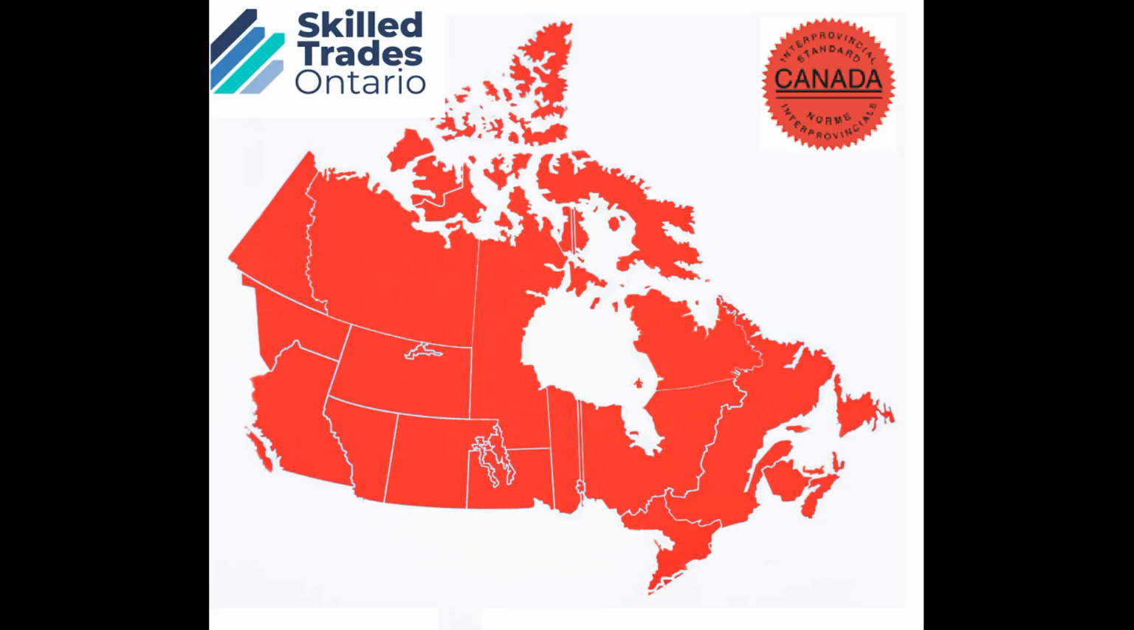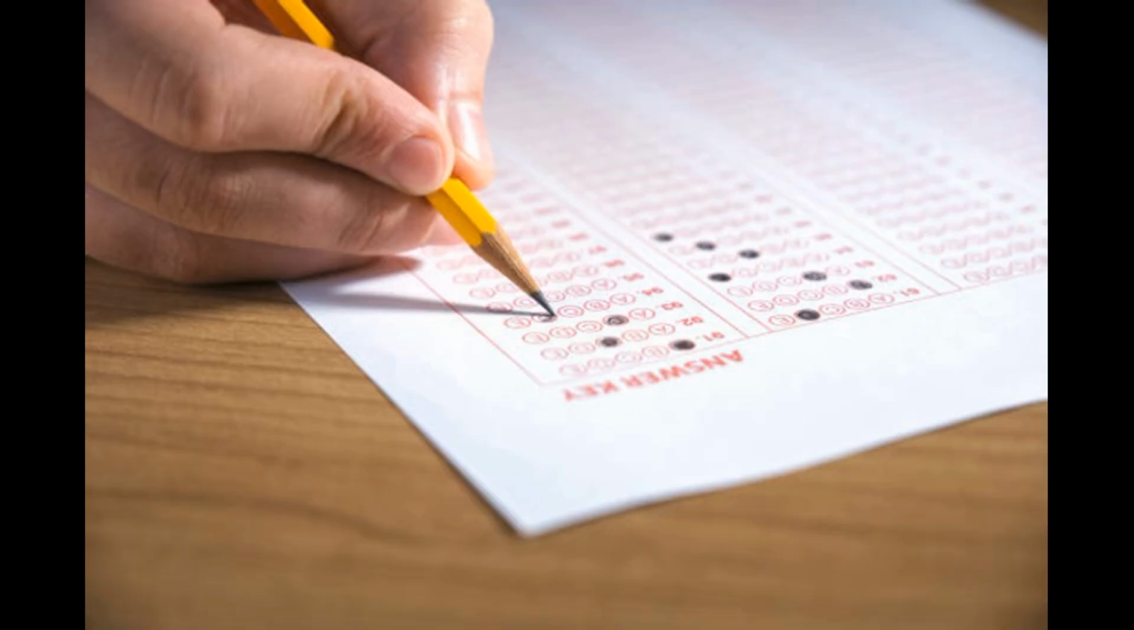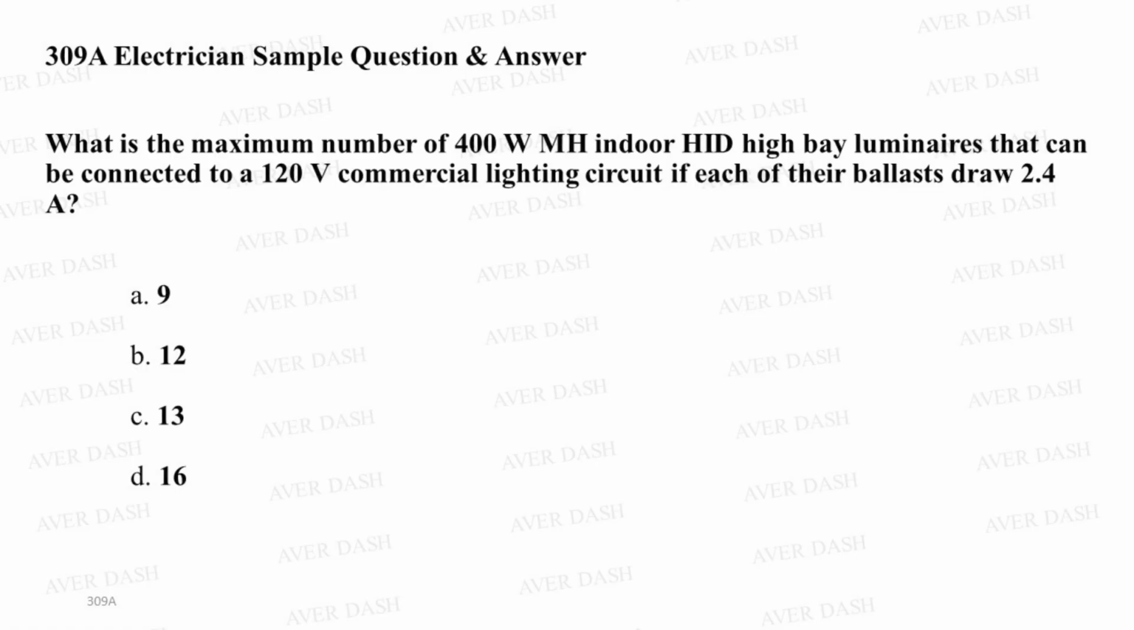Here is the exact setup you might see. Listen to this closely and chew on these four options. What is the maximum number of 400-watt MH indoor HID high bay luminaires that can be connected to a 120-volt commercial lighting circuit if each of their ballasts draw 2.4 amps? And your choices are 9, 12, 13, or 16.